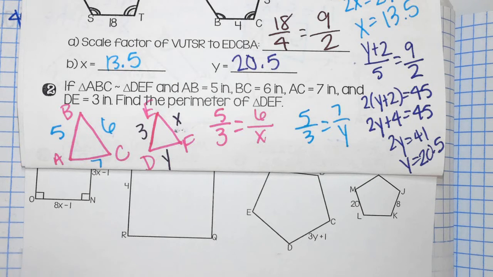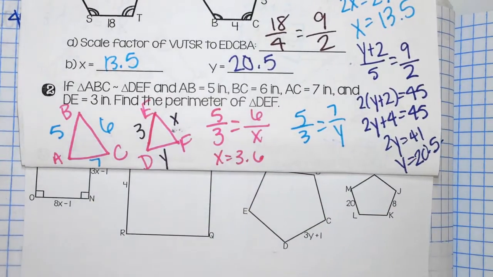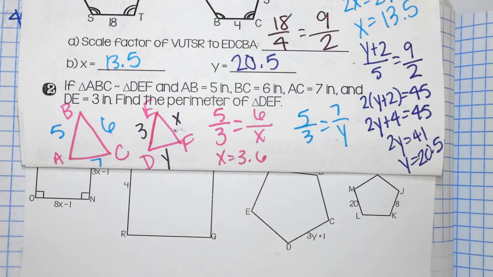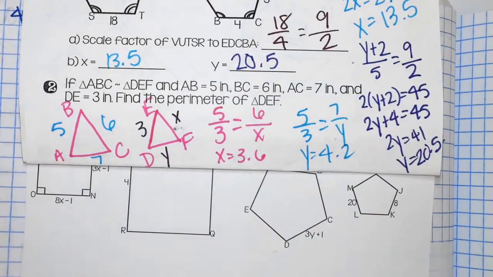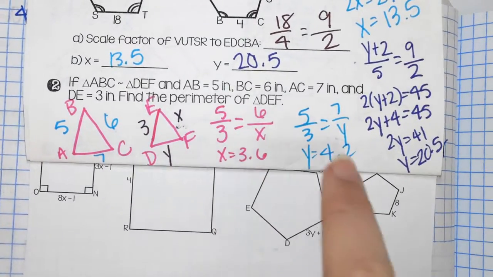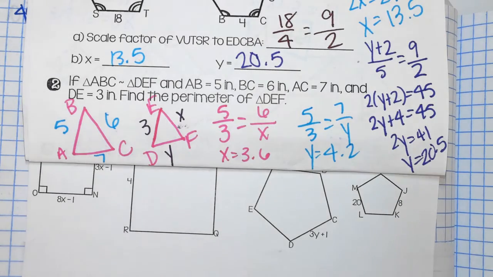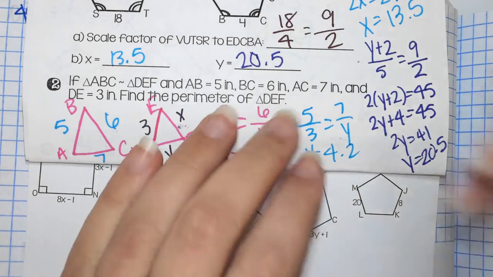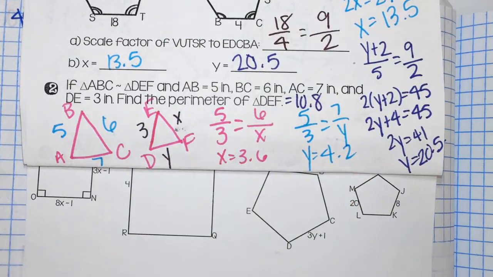All right, what'd you get for X? 3.6. What'd you get for Y? 4.2. Now, does it ask us just for X and Y or the perimeter? So what would you do? You would add them all up, right? So 3 plus 3.6 plus 4.2. 10.8. Awesome. How many of us got it right? Take a point, guys.